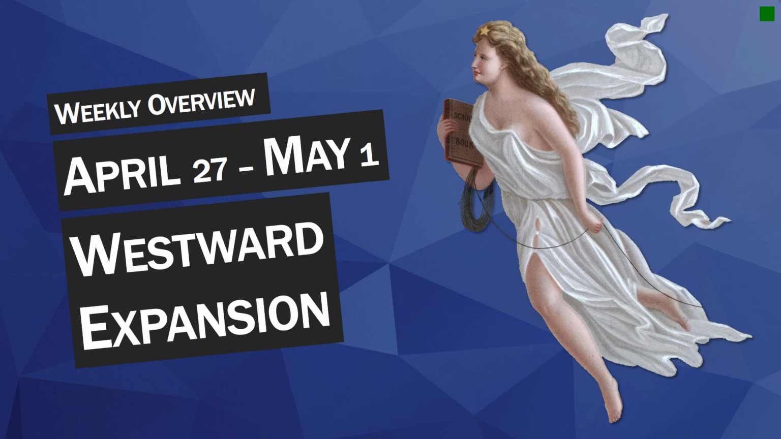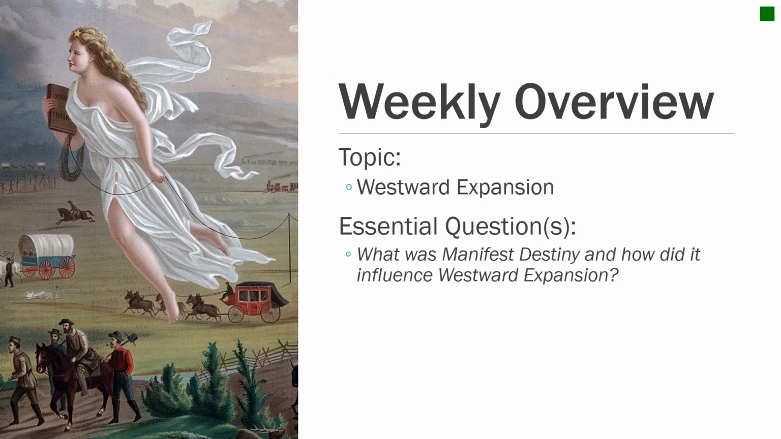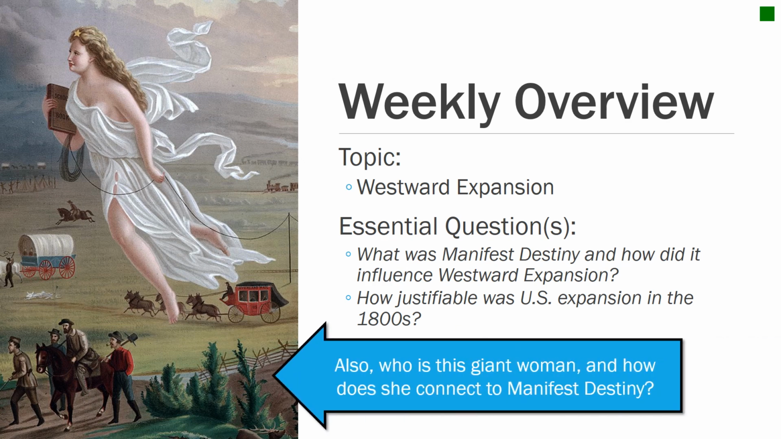So this week, the week of April 27th to May 1st, you'll be working on Westward expansion. Here's the weekly overview. The topic is Westward expansion, and what we want you to be able to answer is: what was manifest destiny and how did it influence westward expansion? Also, how justifiable was U.S. expansion in the 1800s? As a side note, who is this giant woman and how does she connect to manifest destiny?